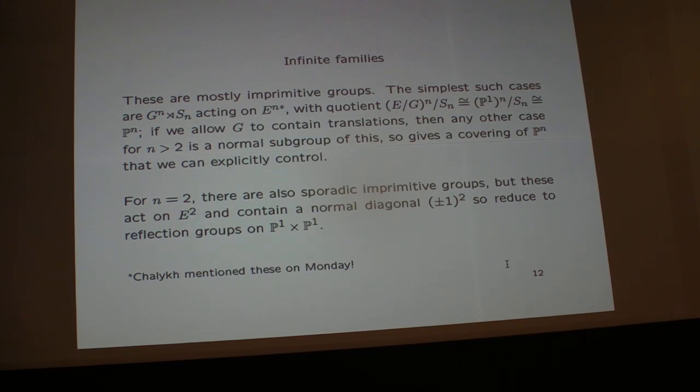Now, we can actually extend this a little bit. G doesn't actually have to fix the identity. You can throw translations in and do the same sort of picture. And moreover, once you do that, you find that at least all of the infinite families either come from this sort of wreath product or from a relatively simply described normal subgroup of the wreath product. Which means that you can describe all of the quotients as small abelian extensions of Pn.